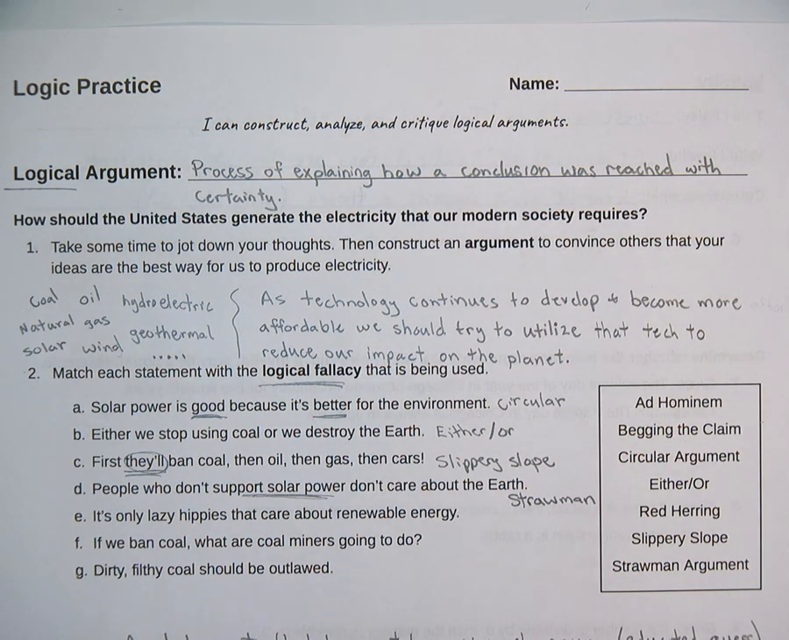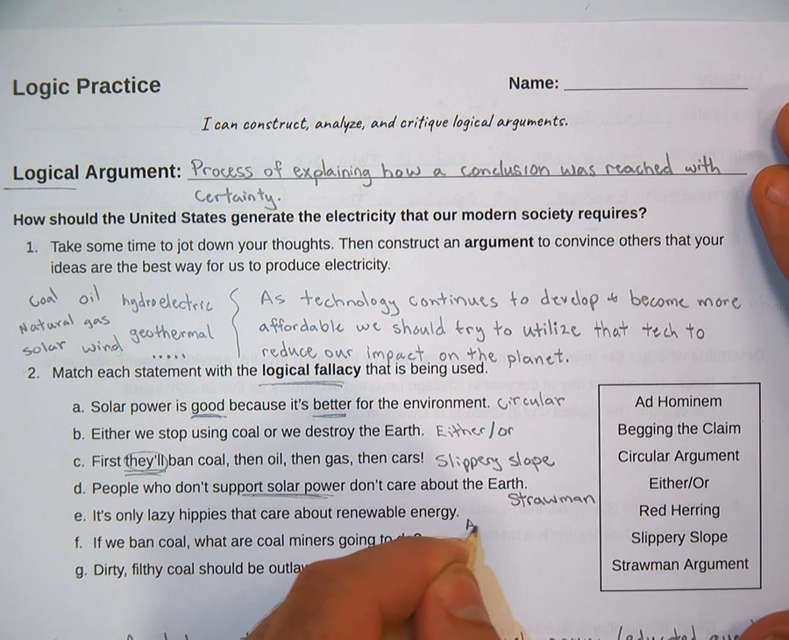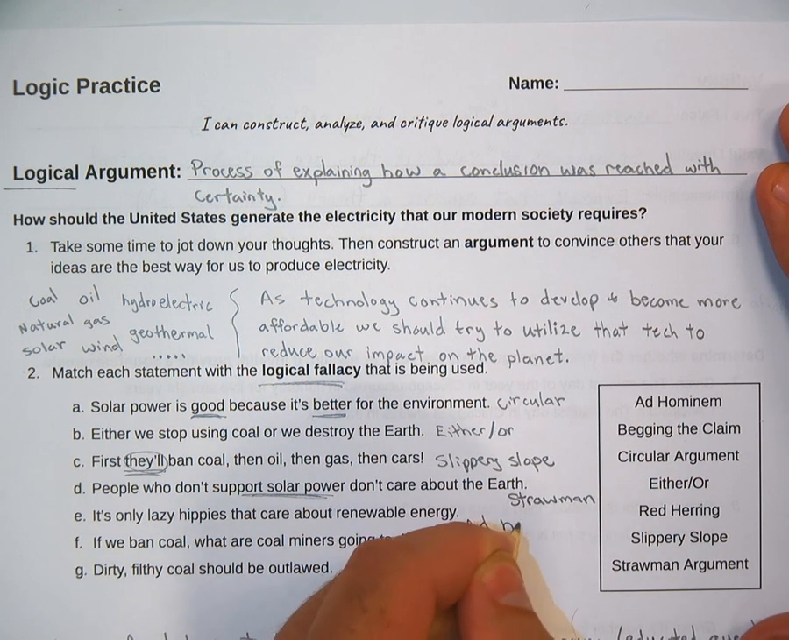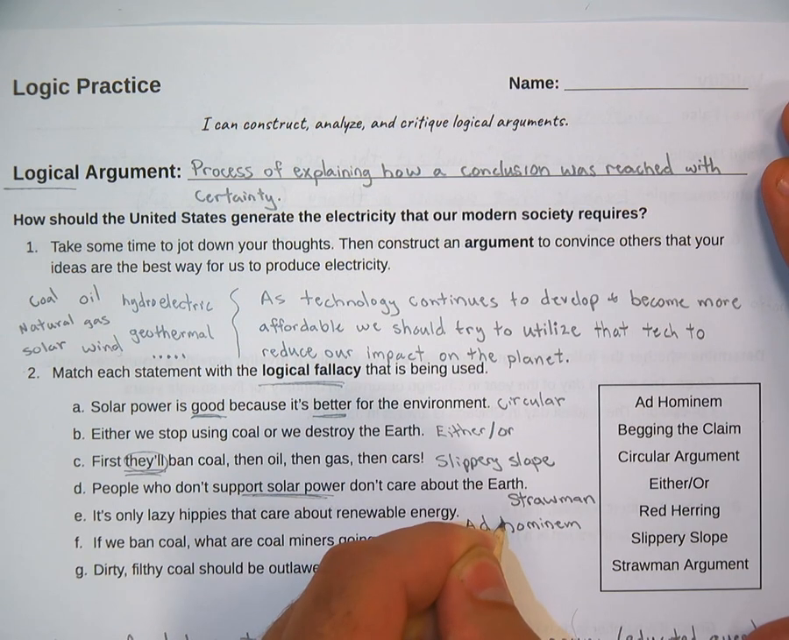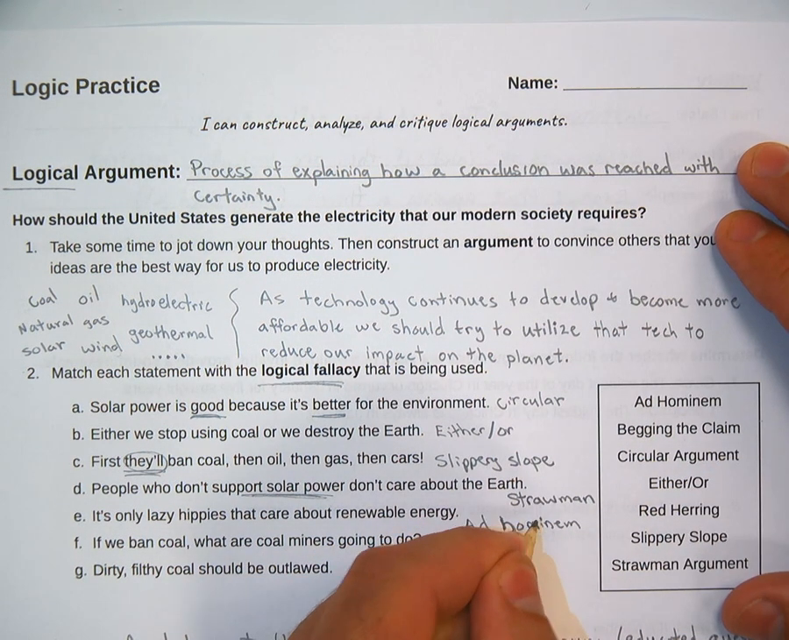My next one is definitely my favorite. It's only lazy hippies that don't care about renewable energy. This is an example of what's called ad hominem. And I don't know if this is what it means or not, but what it makes me think of when I hear the words is "at a person." Because that's kind of what it is.